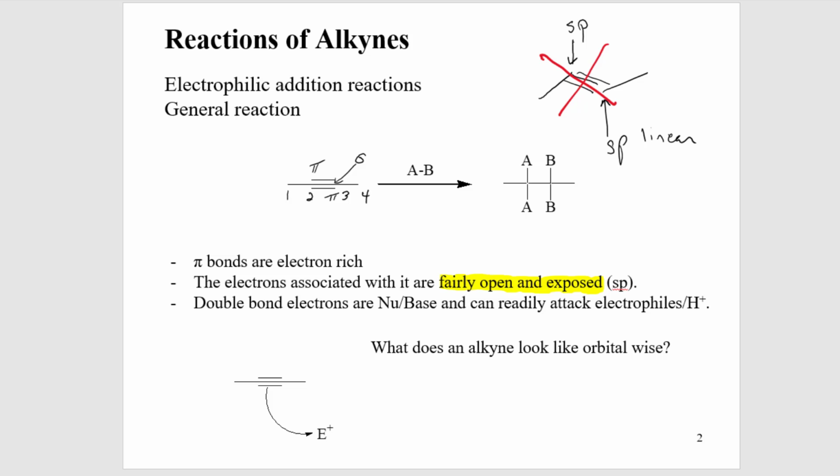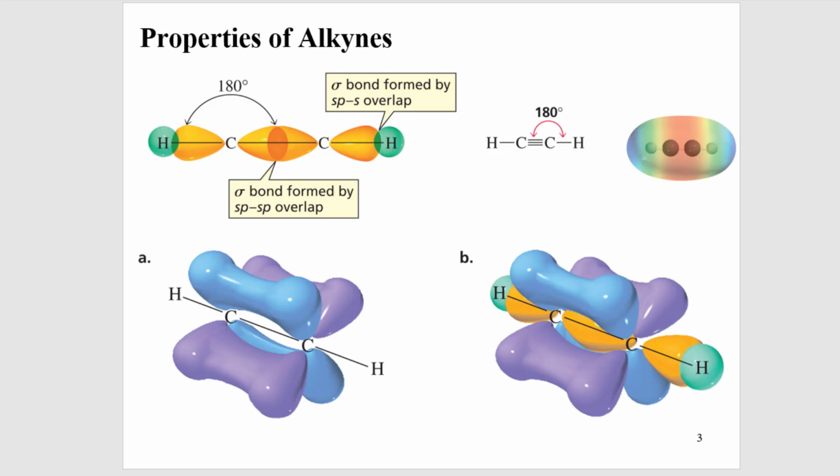We're also going to look at these electrons, these nucleophile and base scenarios, where these systems can act as a nucleophile and/or as a base. What does an alkyne look like from an orbital perspective? Well, I'm not going to try and draw it for you. I think it's best if we just look at some really nice images of these.